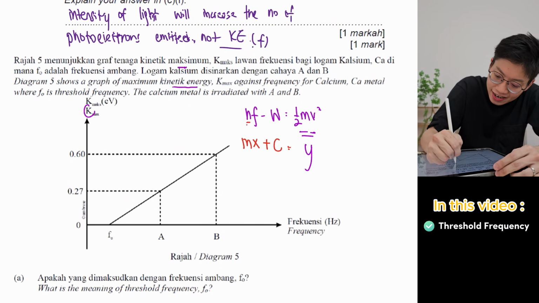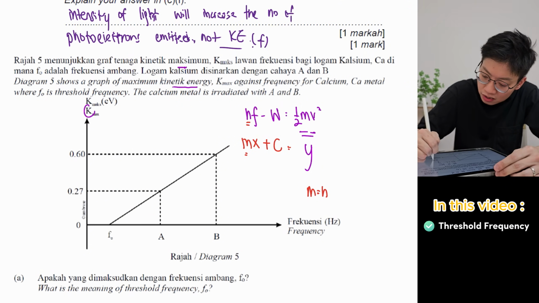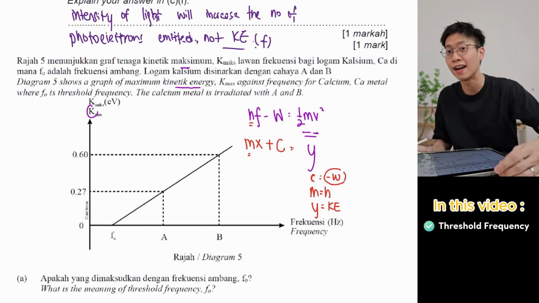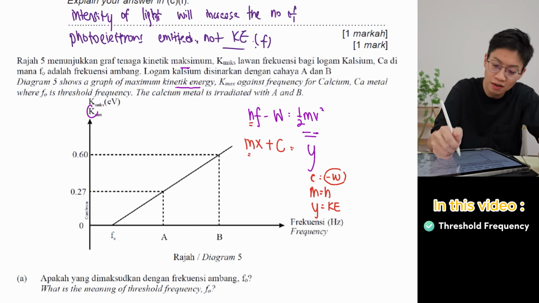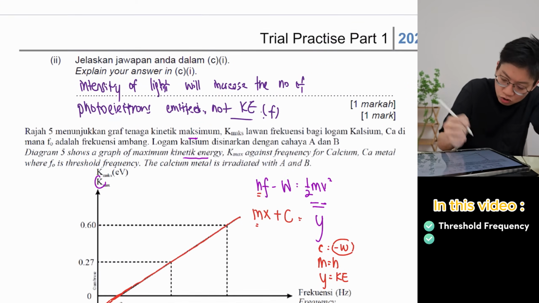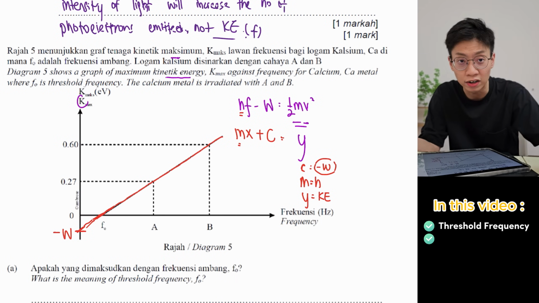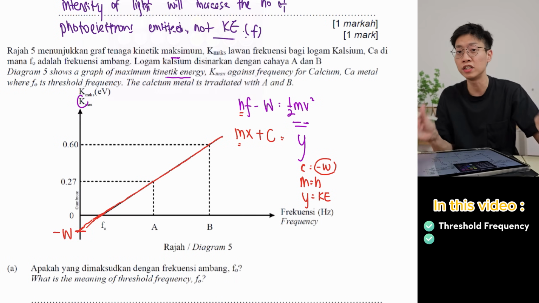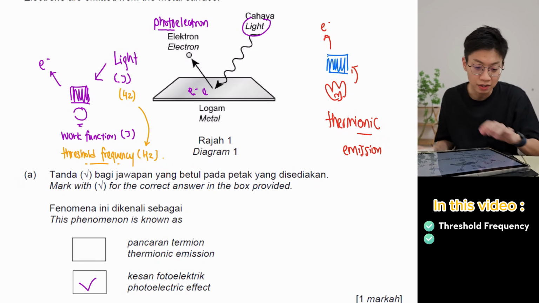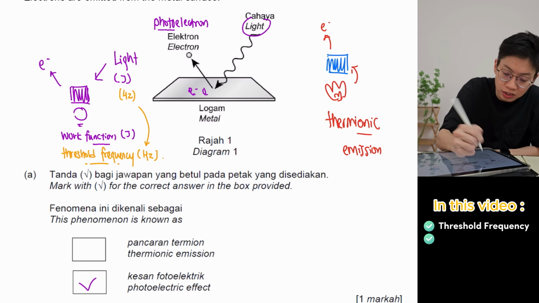Okay, so my gradient is my Planck constant. My y-axis is my kinetic energy. Then c is my what? My y-intercept. That is my negative work function. Okay, I hope you can understand this part. So this thing will go all the way down here. This is your y-intercept. That will be your negative work function. Okay, so negative work function is what? It's your minimum energy to throw electron. Okay, we check back. It's the minimum how much energy you need to throw electron.